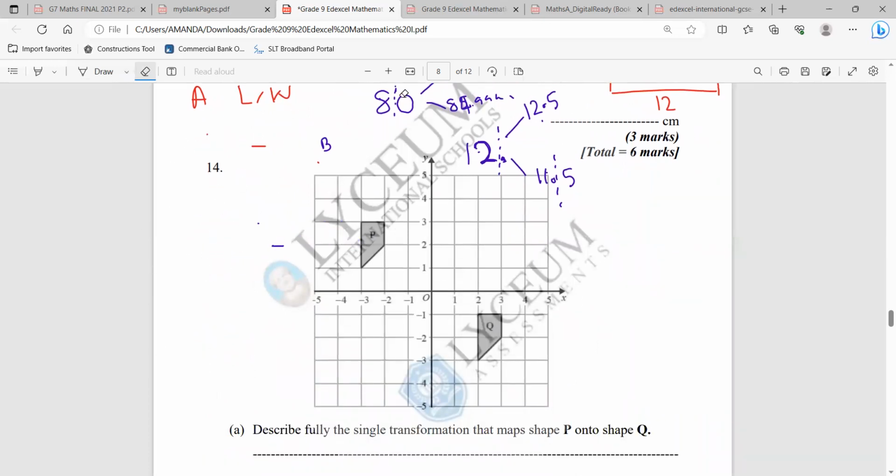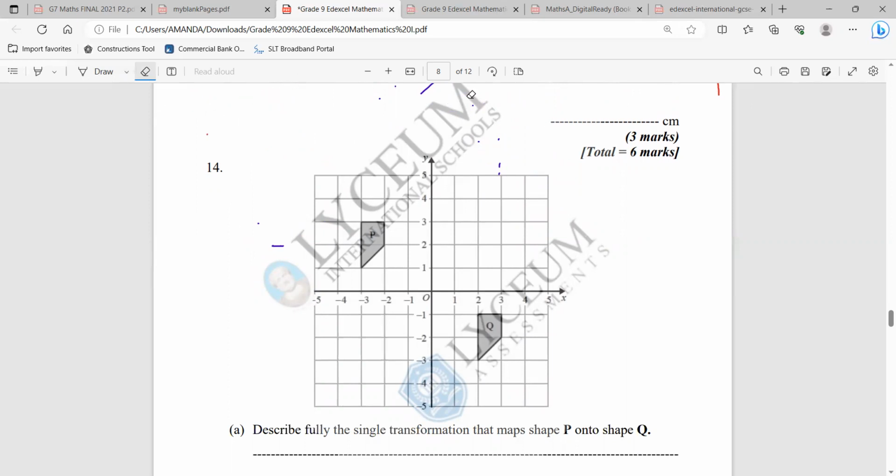So rotation next. To clear all this, try. Whenever you need, you can pause the video and go through it.